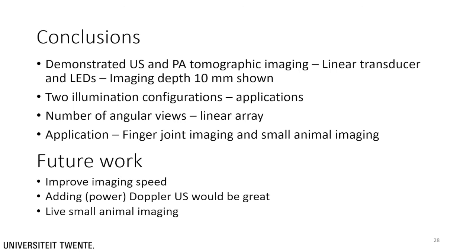Various configurations for sample illumination have been explored, and we established the number of angular views needed for good tomography using the linear array. Furthermore, we focused on potential applications in finger joint imaging, which may be relevant for rheumatoid arthritis imaging, and liver fibrosis as an example of small animal imaging. Future work will be dedicated to improving the imaging speed. It would be great if Doppler and power Doppler options in the ultrasound imaging will be added, and we will explore the imaging of alive small animals.